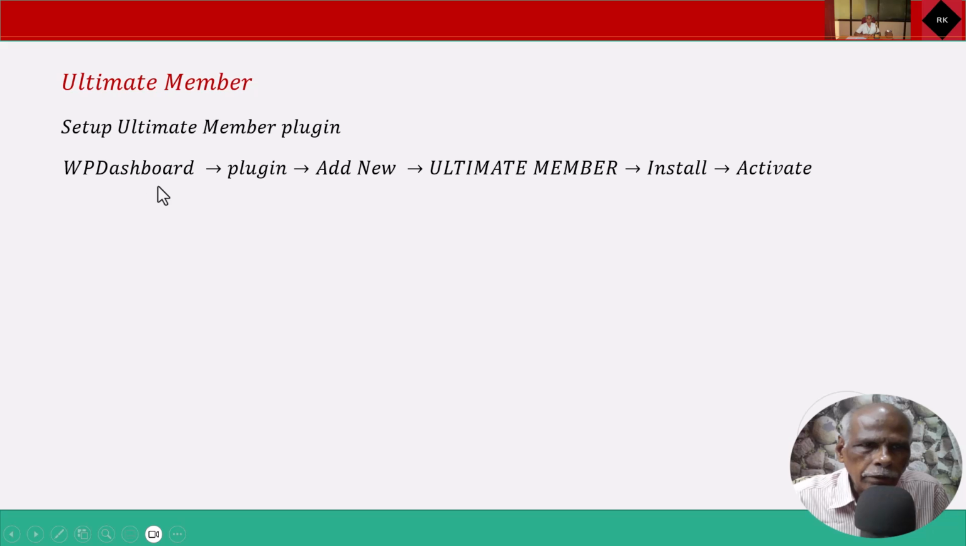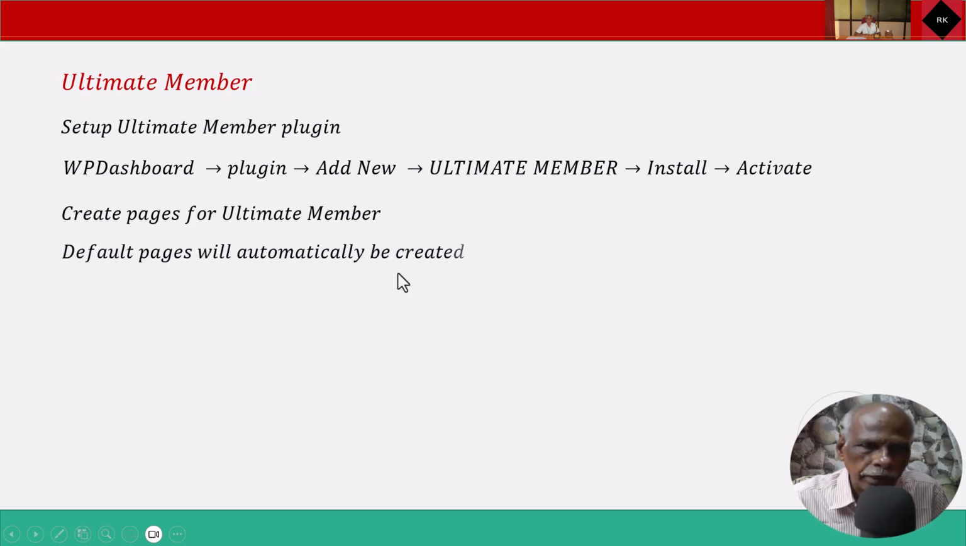So go to the WP, that is WordPress dashboard, select the plugin, add new, select the Ultimate Member, install and then activate. Create pages for Ultimate Member. Again you have to go to the WP dashboard, Ultimate Member select and then there will be a create pages option. Click that, it will create all the pages and you can see all those pages. Default pages will automatically be created.